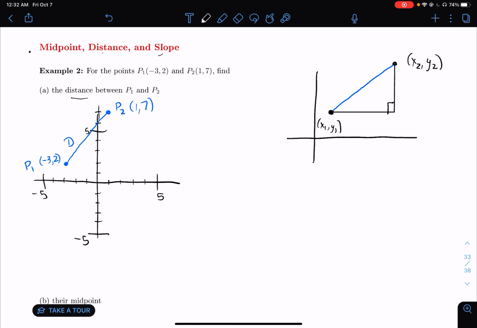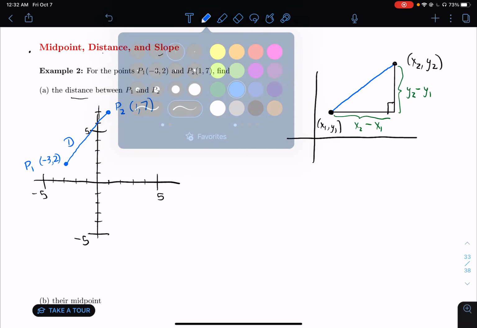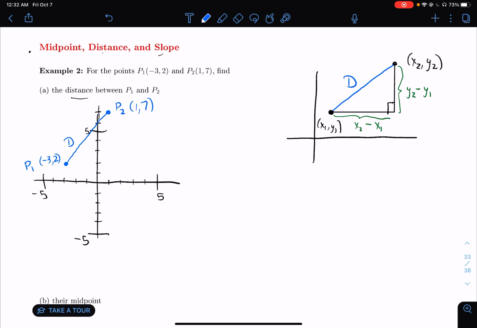Now let me write down the sides of this right triangle. To get this length here, I have to subtract the two x values. I do the bigger x value minus the smaller one. In my picture, x2 is the bigger x value, minus the smaller one, x1. So that's going to be the horizontal length. Similarly, this vertical length is going to be the y values subtracted. The bigger y value in my picture is y2, minus the smaller y value, y1. If I call the hypotenuse d, I'm trying to find d.